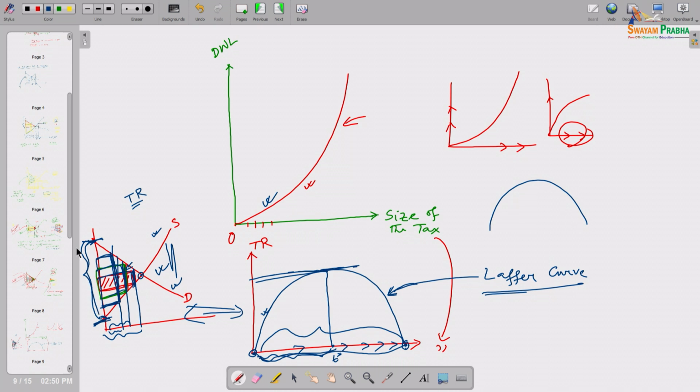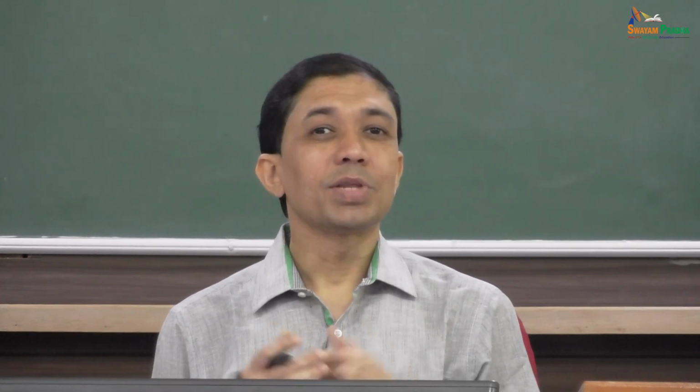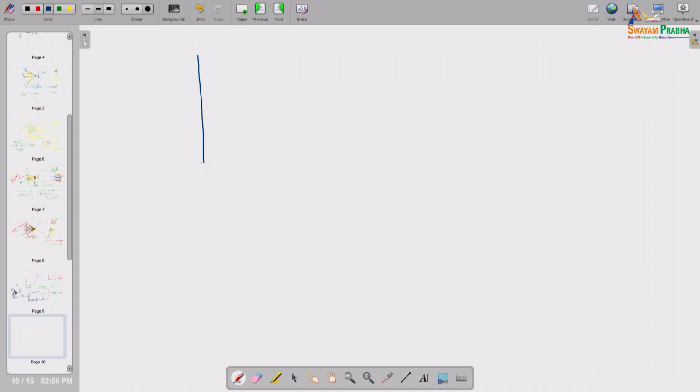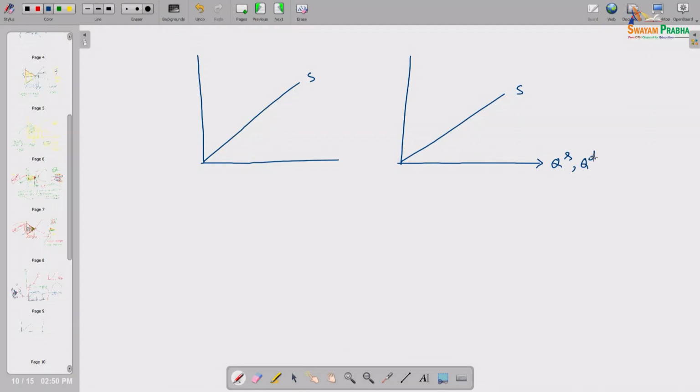Now let us discuss the deadweight loss. We know it's a net burden to society when the government imposes some tax. Now what does the deadweight loss depend on? Look here, we are drawing two side by side panels. Suppose in both cases the supply curve is a unit elastic supply curve. We have drawn the supply curve as a straight line passing through the origin, a unit elastic supply curve, as we discussed some time back. Quantity supplied and quantity demanded are both measured on the horizontal axis, and price on the vertical axis.